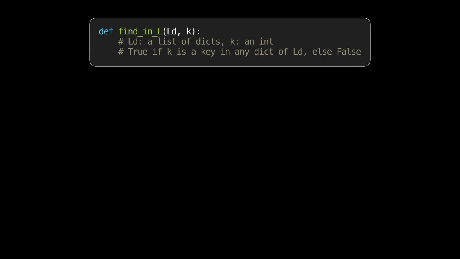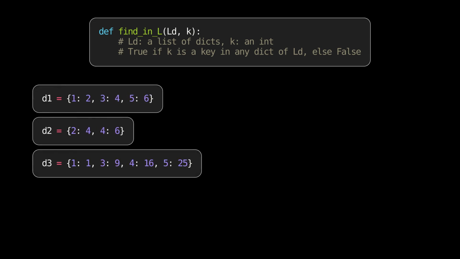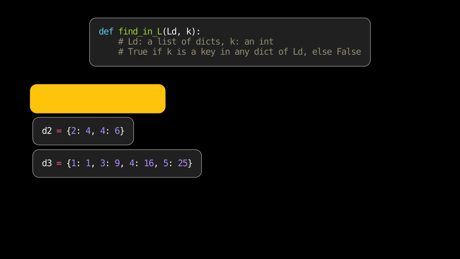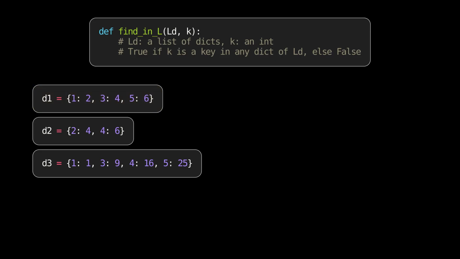Here is an exercise. Write a function finding L that takes a list of dictionaries and an integer k and returns true if k is a key in any of those dictionaries, and false otherwise. Suppose we have 3 dictionaries. D1 maps 1 to 2, 3 to 4, and 5 to 6. D2 maps 2 to 4 and 4 to 6. D3 maps 1 to 1, 3 to 9, 4 to 16, and 5 to 25.